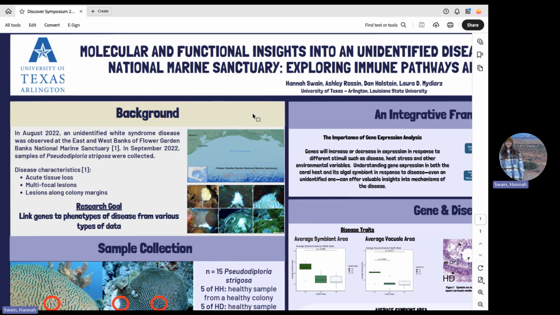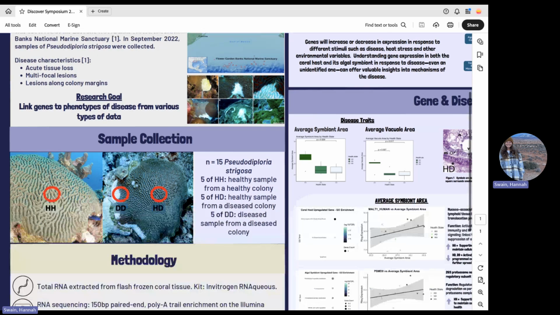On this coral reef, because of its remoteness and isolation, it has very low prevalence of coral diseases. However, in September of 2022, unfortunately, there was a disease outbreak. We were able to go and collect samples from one brain coral known as Pseudoploria strigosa. And we take a unique sampling scheme where we collect three different types of coral samples across the species.